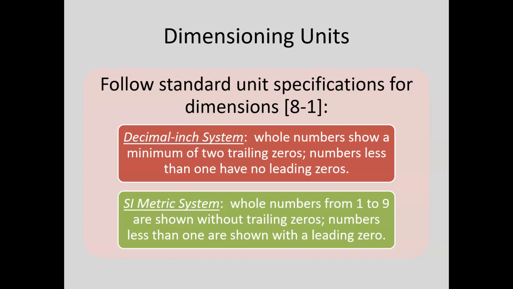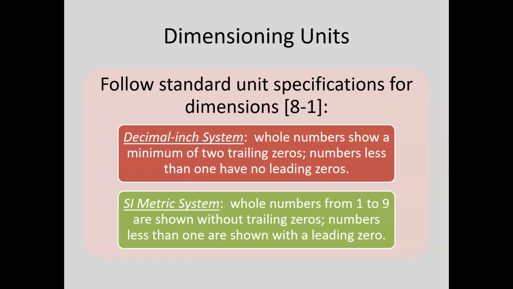Okay. So let's move on to dimension units. We dimension in either the decimal inch system or the metric system, and the standard unit for the metric system is millimeters. There is a difference between the decimal inch system and the metric system in terms of how we display those dimensions, those units. For the decimal inch system, whole numbers show a minimum of 2 trailing zeros. That is, zeros to the right of the decimal place. Numbers less than 1 have no leading zeros. I'll show you an example.